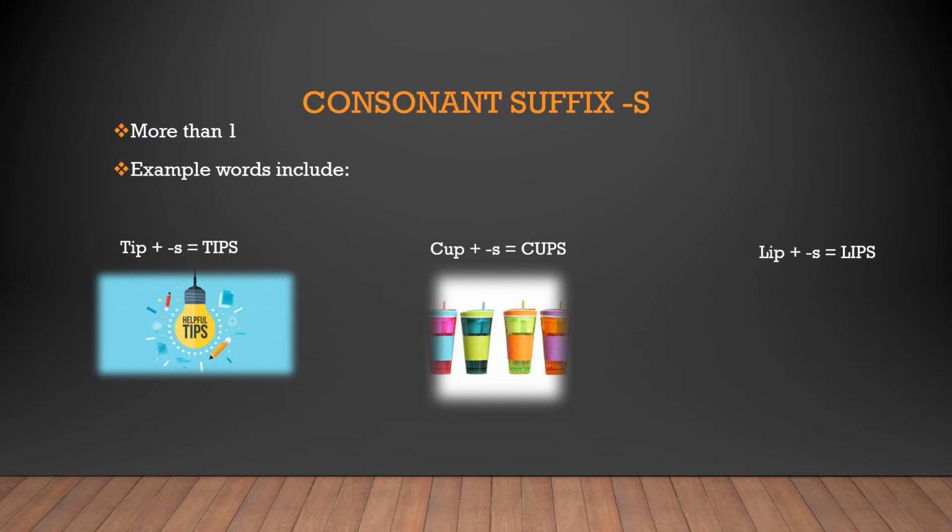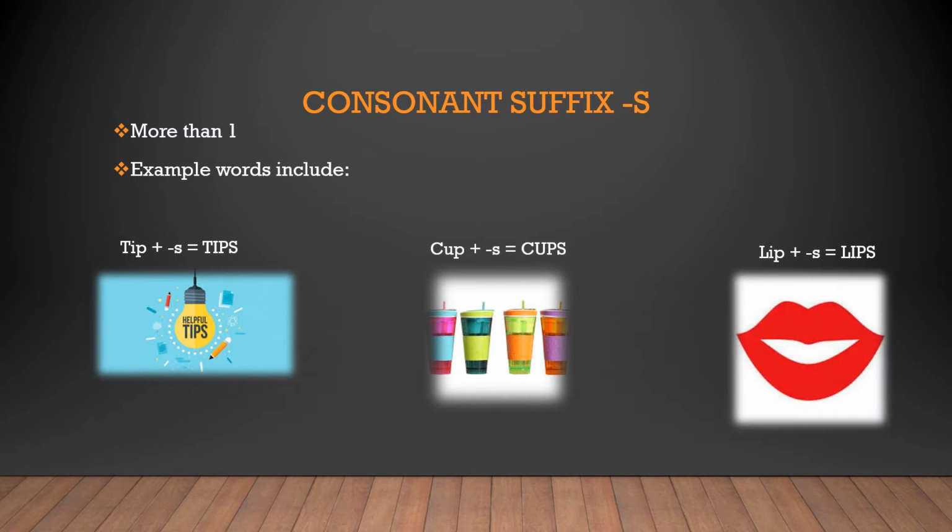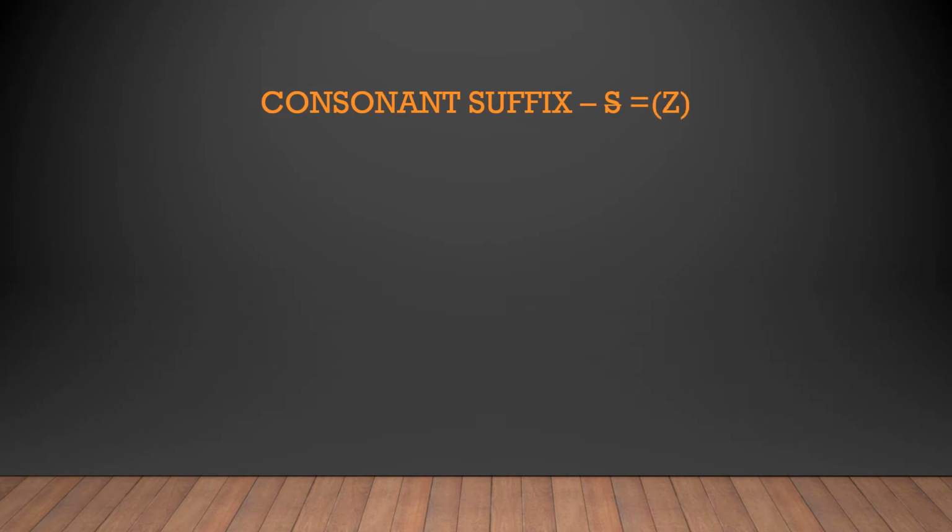Final word example is the base word lip. When consonant suffix s is added, you have the word or derivative lips, like the two things on your face. Now, things may get a little tricky here. We have next up consonant suffix s, but now it makes a z sound. The meaning of consonant suffix s, even though it has a different sound, still means more than one. But let's take a look at some of the reasons why this would happen.